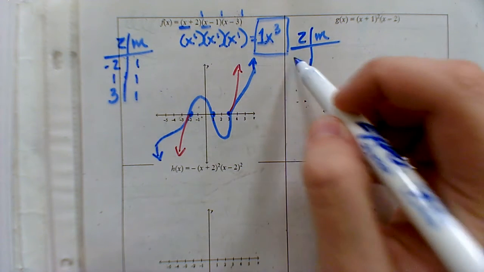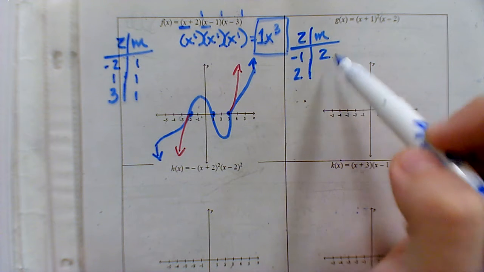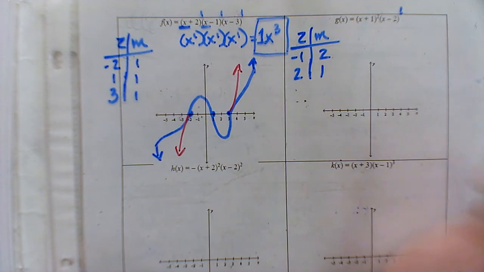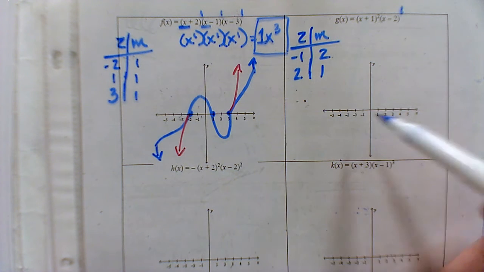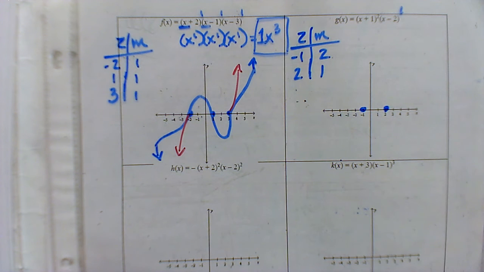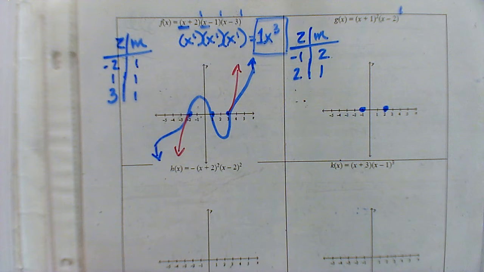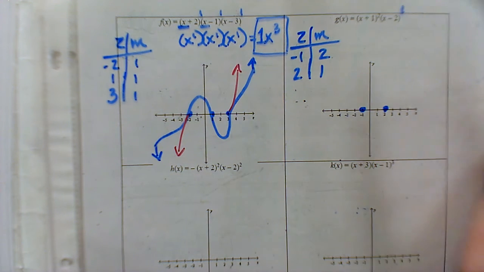What do you think? Yeah. Negative 1 and 2 and their multiplicities? There we go. Okay, so we'll plot those on the graph. Negative 1 and 2. So we know we should be bouncing at negative 1, but we strike through at 2. All right, let's get those arrows in there to guide us.